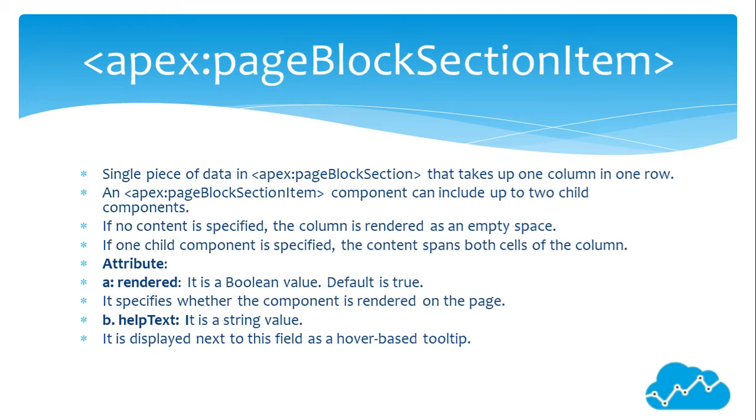Apex page block section item is a single piece of data in an Apex page block section that takes up one column in one row. An Apex page block section item component can include up to two child components. If no content is specified, the column is rendered as an empty space. If one child component is specified, the content spans both cells of the column. Attribute rendered is a boolean value. Default is true. It specifies whether the component is rendered on the page. Help text is a string value. It is displayed next to the field as a hover-based tooltip.